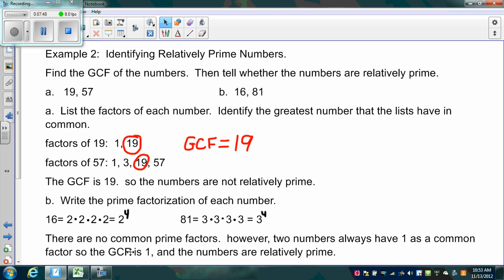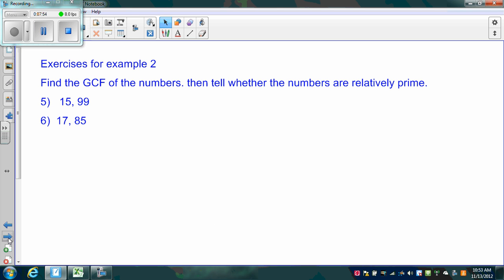So whenever the GCF is 1, they're relatively prime. Anytime it's greater than 1, they are not relatively prime. So I want you to find the GCF of the numbers here and then say whether it's relatively prime or not relatively prime. So stop here and try these problems before continuing on.